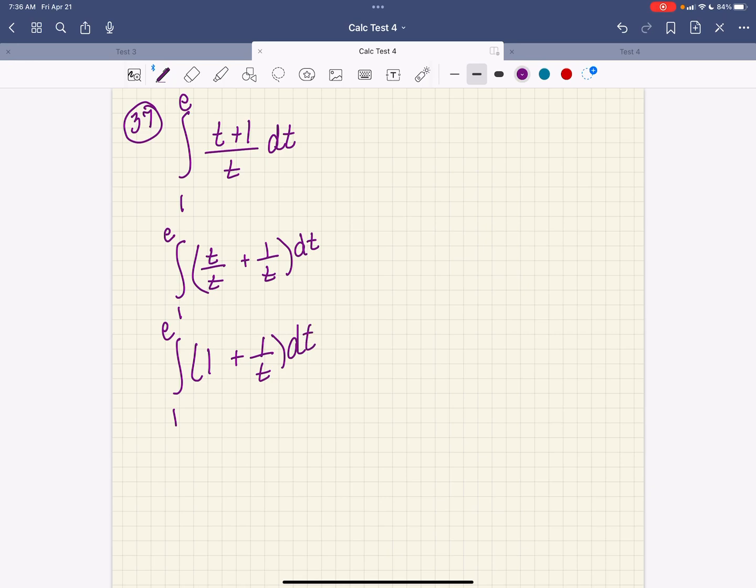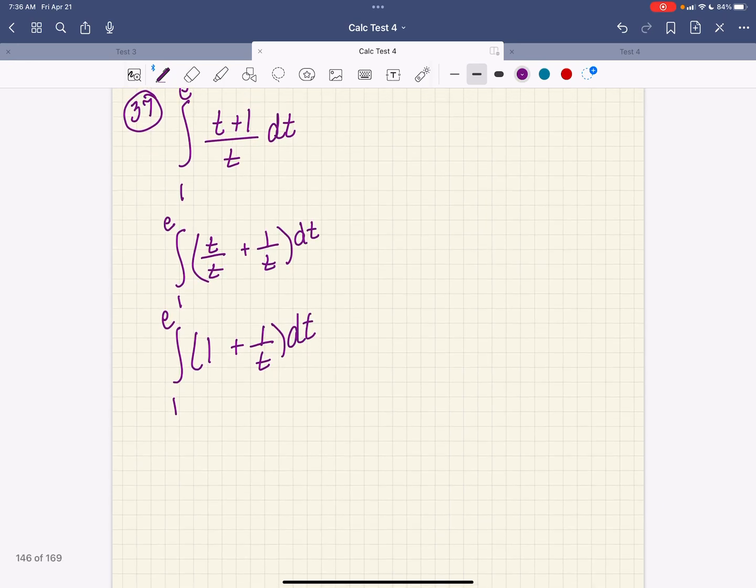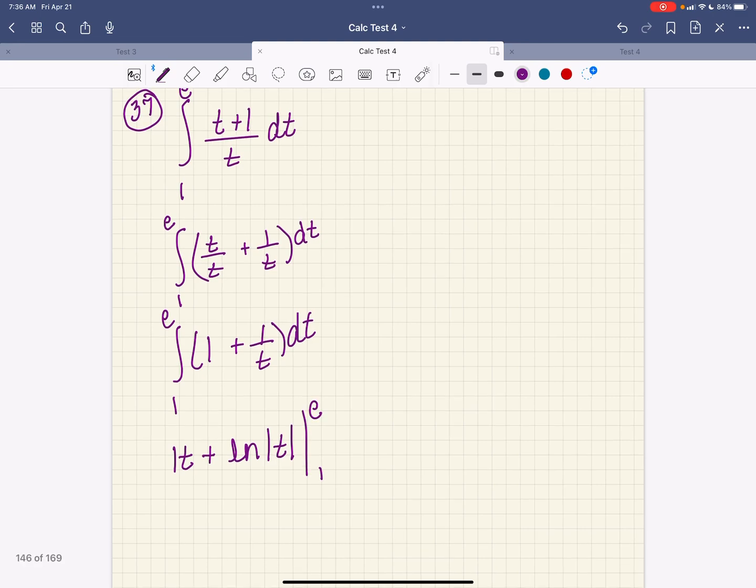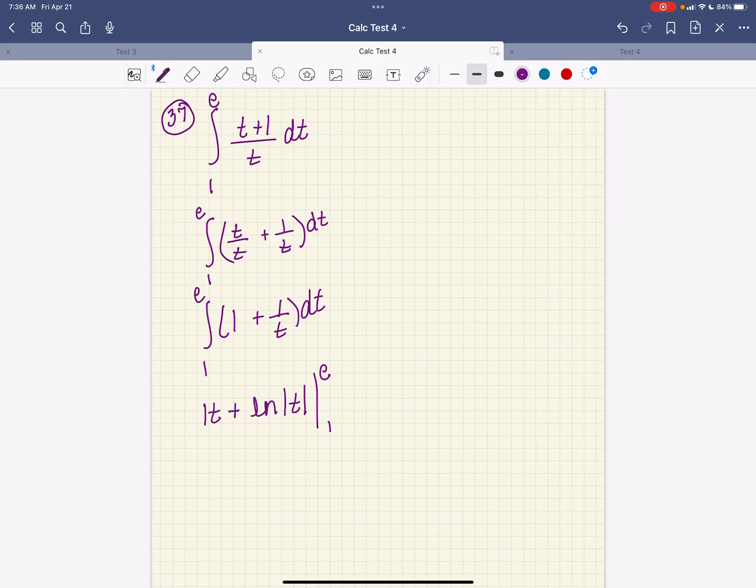And now this is a little bit more straightforward for us to take our antiderivative. The antiderivative of 1 is going to be 1t. The antiderivative of 1 over t is going to be the natural log of the absolute value of t. And then we are going to evaluate that from 1 to e. Okay, so I'm going to put e in. So I'll have e plus the natural log of e. Okay, minus 1 plus the natural log of 1.